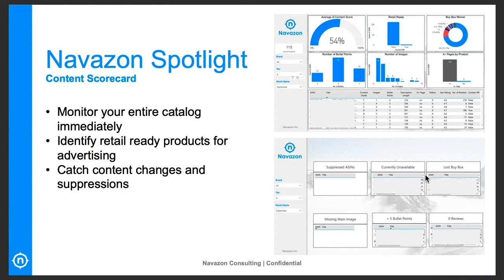What it allows you to do is monitor your entire catalog immediately, right at a glance, identify products that are retail ready so that you can pass them over to Colleen and she can run an advertisement on them, and then allows you to catch content changes and suppressions that would otherwise potentially cause you a loss in sales or reduce your customer reviews.